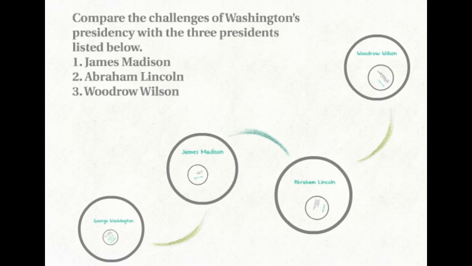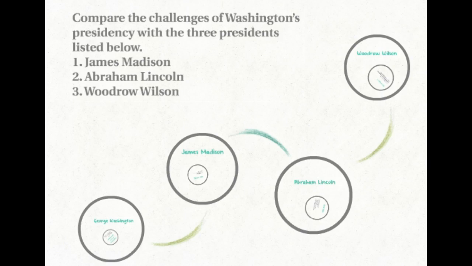Now, the way that I've broken this prompt apart is actually to establish basically one main central conflict for each of the presidents with a little bit of evidence attached to each of those. So this is a fairly easy prompt to manage.